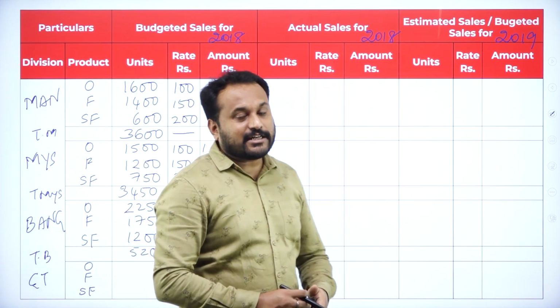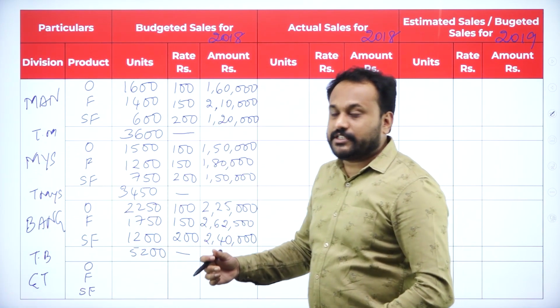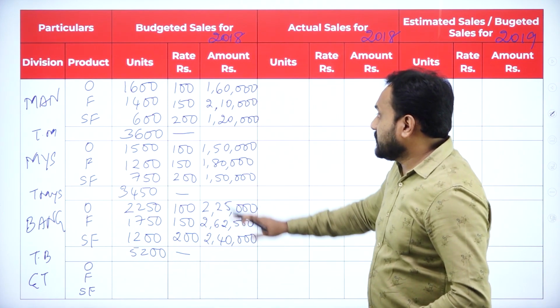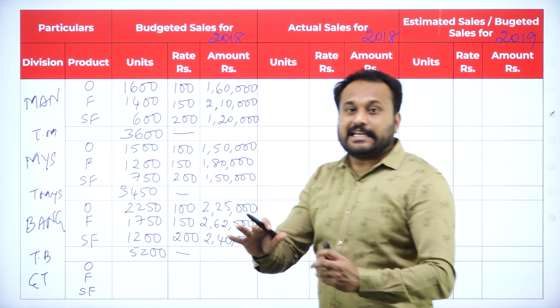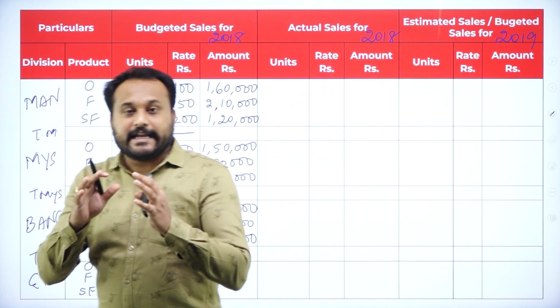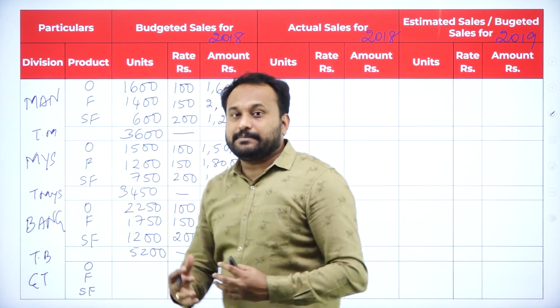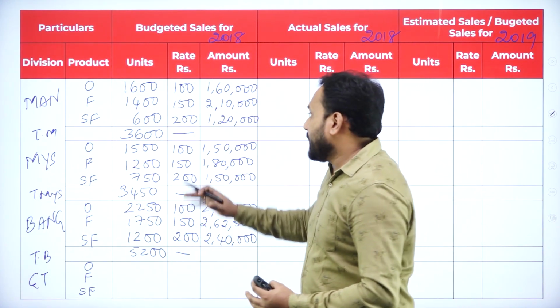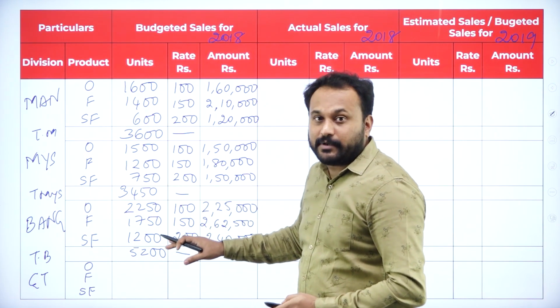Now let's go with the actual sales. Again, go back to the question. We are supposed to write the actual sales. Any doubt here, students? Please let me know, because I can teach you even with very simple examples, and I can show how you are supposed to remember.